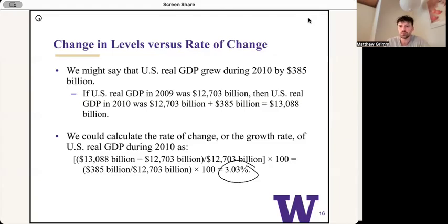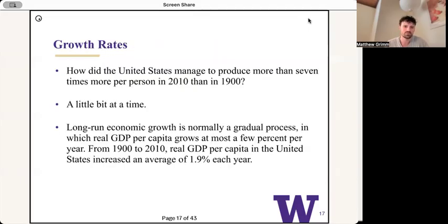For any type of percentage change that you're looking at, you can always use this formula. The formula that was taught to me is you take the new minus the old over the old. In this case, the new is the new GDP, so 2010, minus the old GDP in 2009, divided by the old GDP in 2009. You multiply that by 100, and that's how you get the growth rate. It's a useful formula to know. All right, so growth rates.